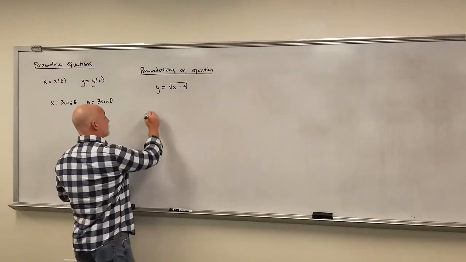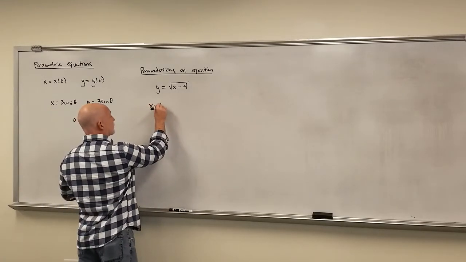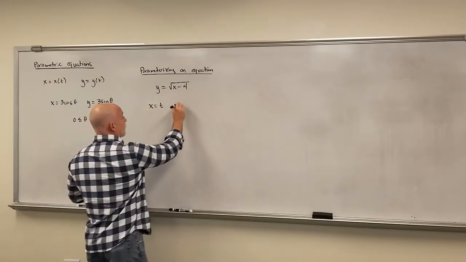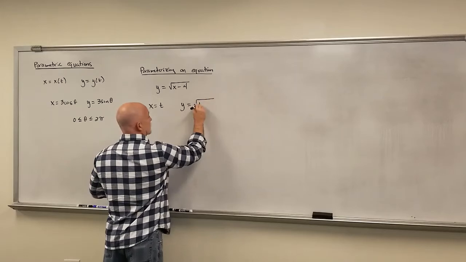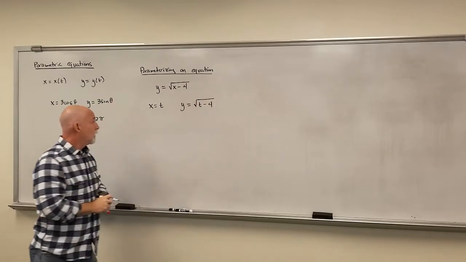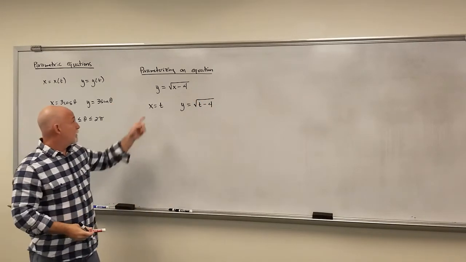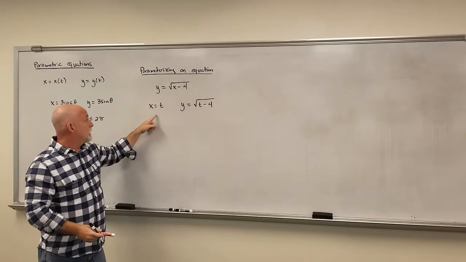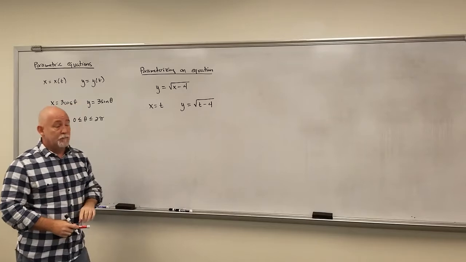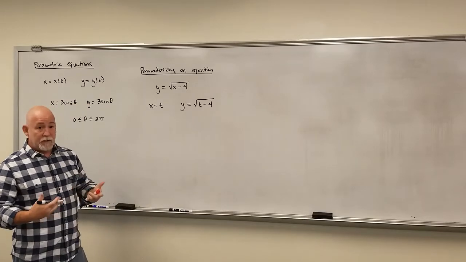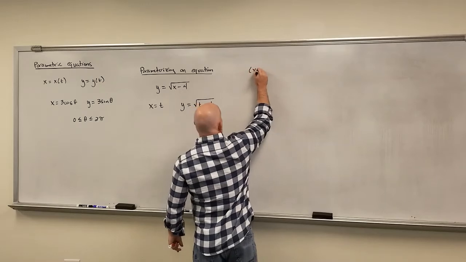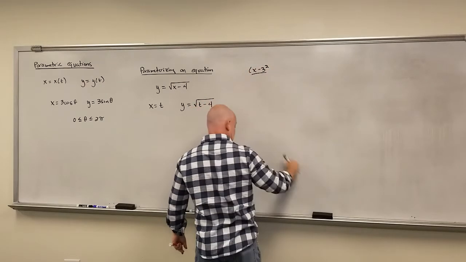All you have to do is let x be equal to the new parameter, t, and then plug that in, and we can see y is equal to the square root of t minus 4. So that's the best case scenario. If you have one variable solved for the other, let the independent variable be t, plug it in, and that's your second equation. However, it may be kind of mixed in there. What if we had something like this? x minus 3 squared, that's horrible.